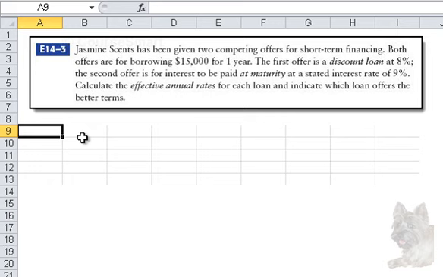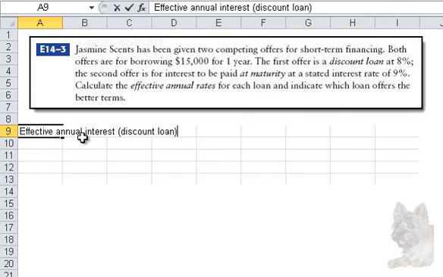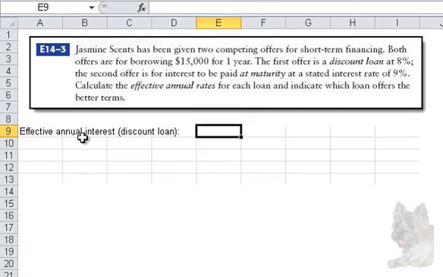We need to calculate the effective annual interest, and this is on a discount loan, okay? So what we take is the $15,000 times 8%, right? And that's going to give us some dollar amount. It actually will give us $1,200, but I don't want to stop there.